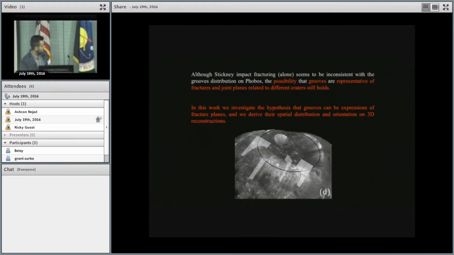So despite the fact that Stickney was ruled out, and then we're going to show also another evidence that was ruled out as the main cause of much of the grooves on the surface, there is still the possibility that there are other grooves that are representative of fracture and joint planes related to other craters on the surface of Phobos. So in this kind of work that I'm showing, we are investigating the hypothesis that the grooves can be expression of fracture planes, and then we try to derive their spatial distribution and reconstruction on the 3D models.